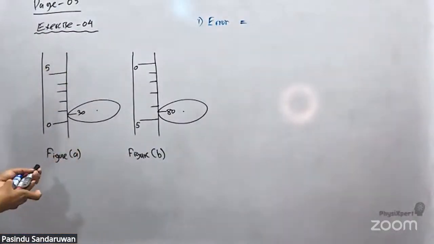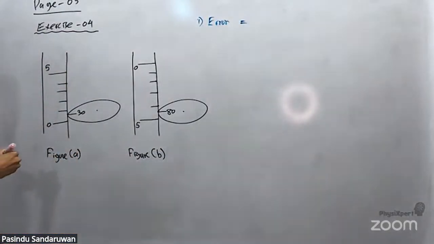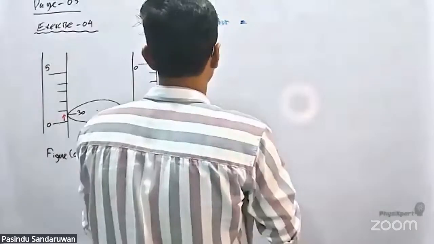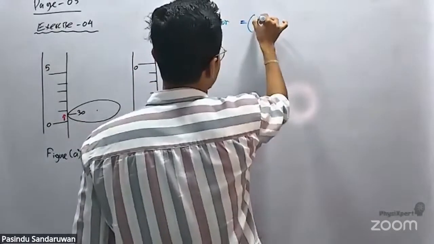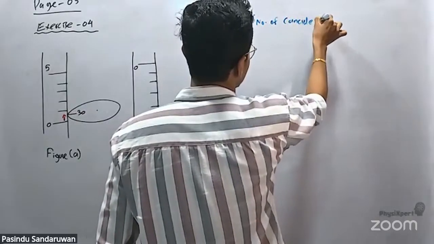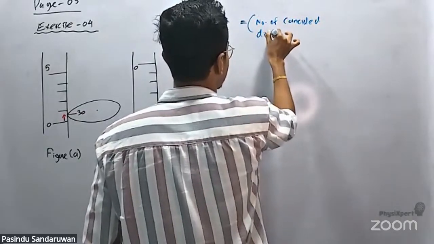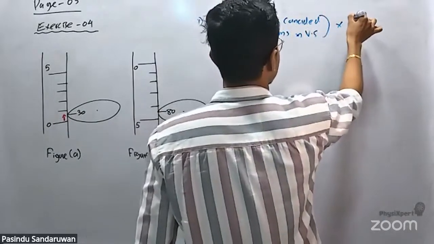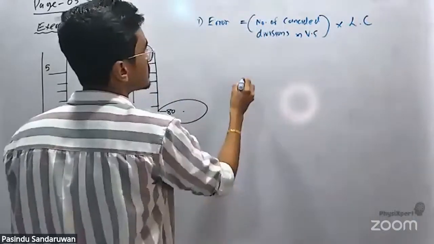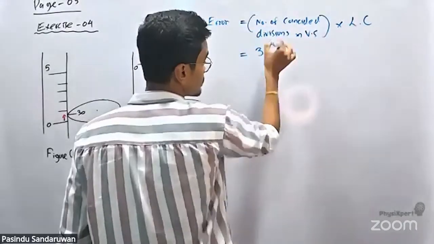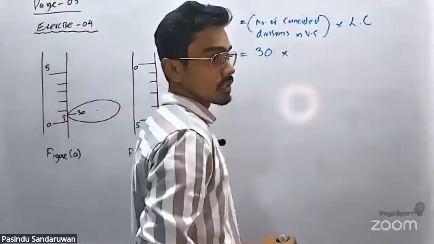Okay. Now this error. You can clearly see this is above the main scale zero, right? So if it is above the main scale zero, the error is read as the number of coincided divisions in the vernier scale into least count, right? The number of coincided divisions in the vernier scale is 30, into least count.